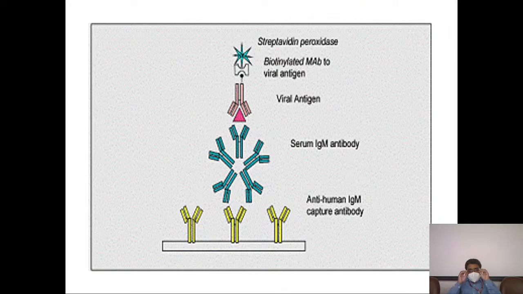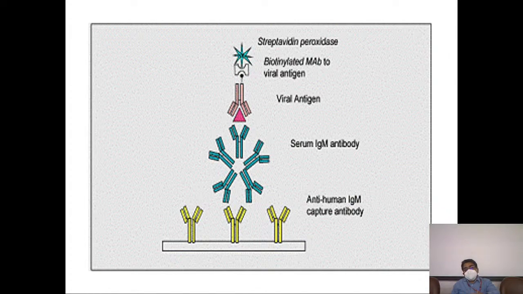Another ELISA you should remember is the capture ELISA, or the mu capture ELISA. Basically it is used in dengue. Here is another format. Till now we were detecting either antigen or antibody. This has been specifically used for anti-human IgM antibody.